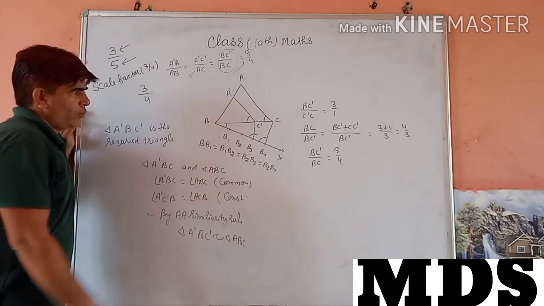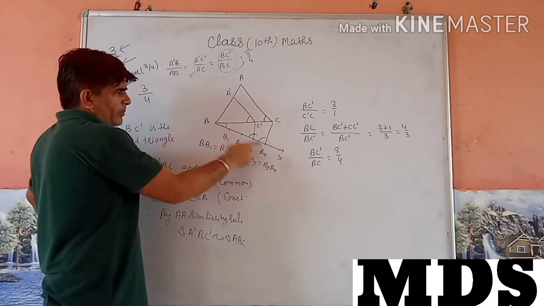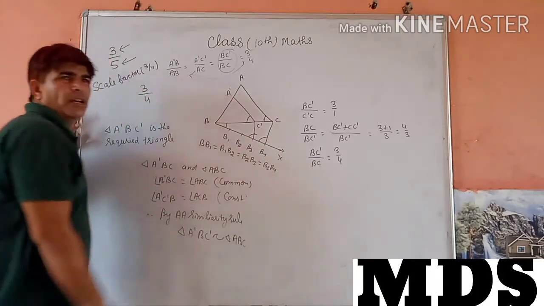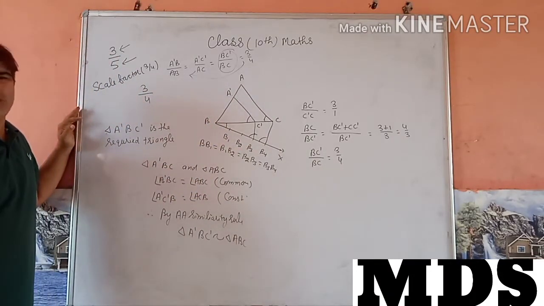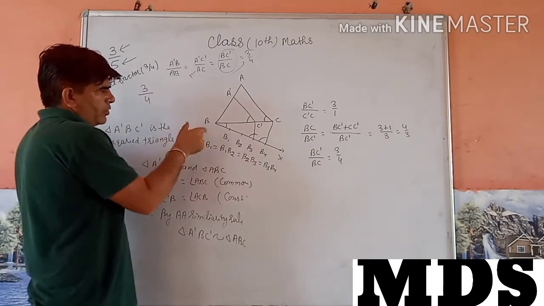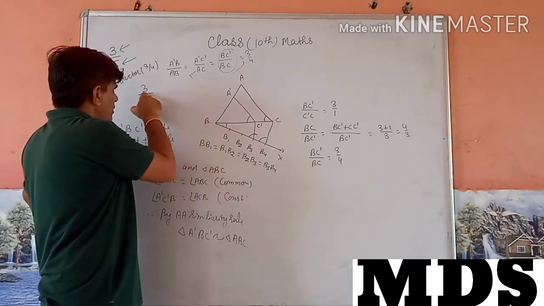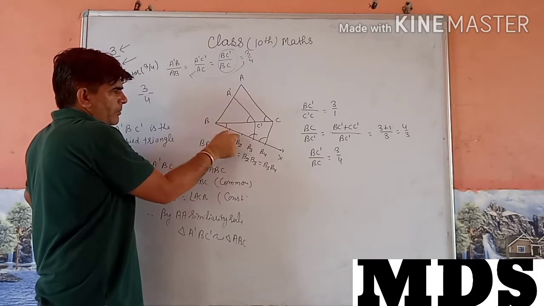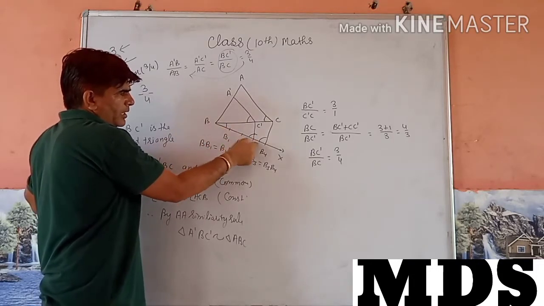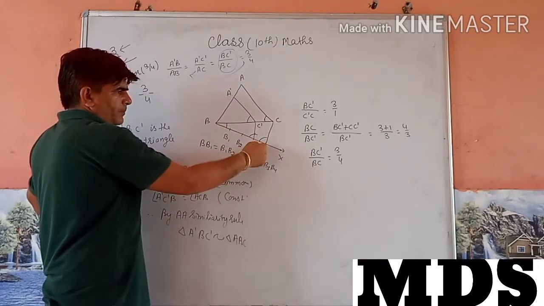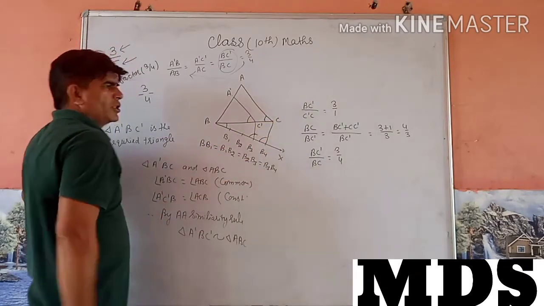So what can you do? You can draw a ray BX, making an angle less than 90 and more than 0 degrees. Then open your compass. For 3 by 4, which is greater? 4. So take how many parts? 4: 1, 2, 3, and this is 4. This is B4, and B4 is joined with C.